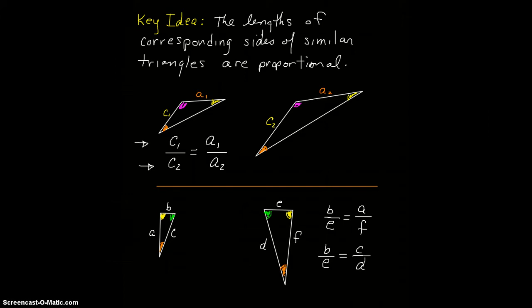Okay, so let's try an example with some numbers. Alright, here are two triangles. I'm going to say that they're similar. I'm just going to tell you that. Because they're similar, that means their corresponding angles have to be the same. So we can look and say, well, there's a large angle at the top here, and there's a large angle at the bottom here. So those must be the two associated angles.